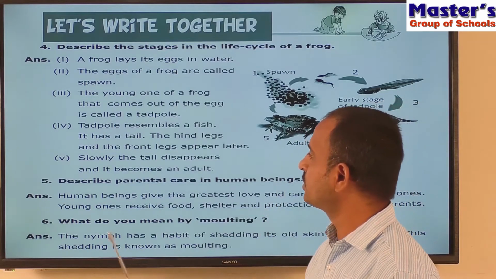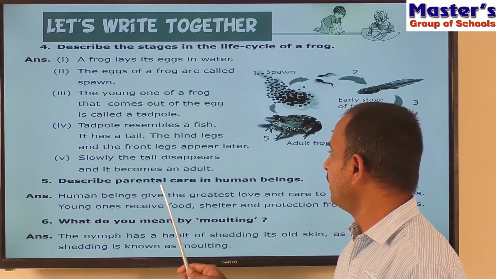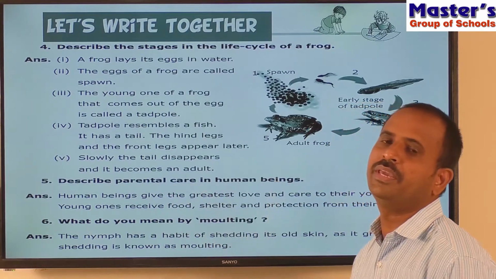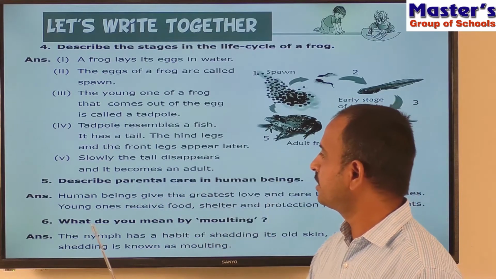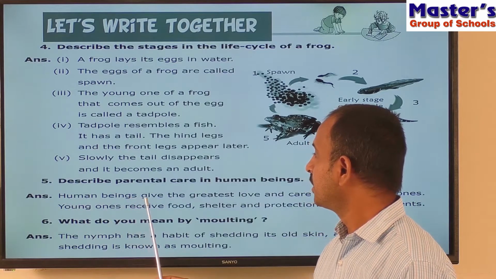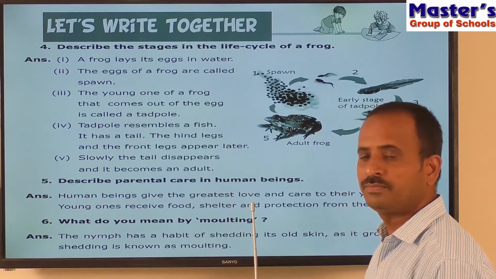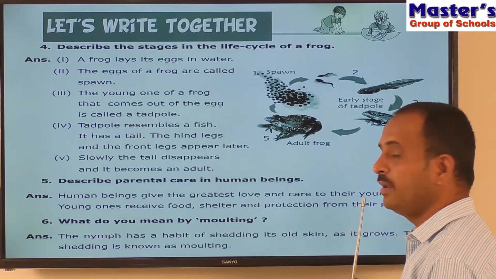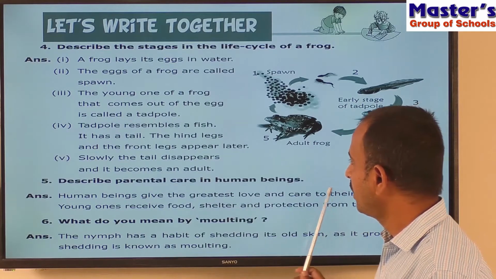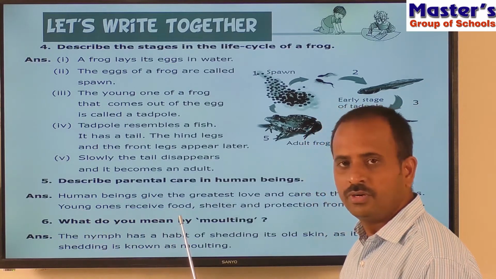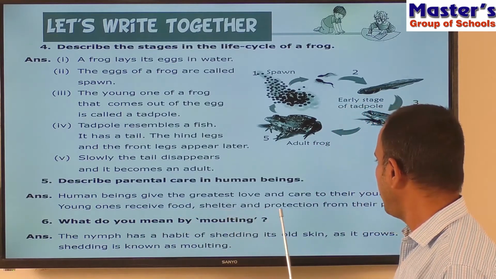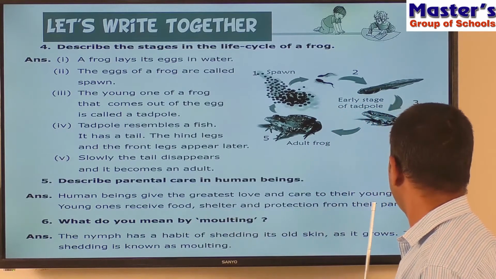So I read the fifth question. Describe parental care in human beings. So read the answer. Human beings give the greatest love and care to their young ones. Young ones receive food, shelter and protection from their parents.